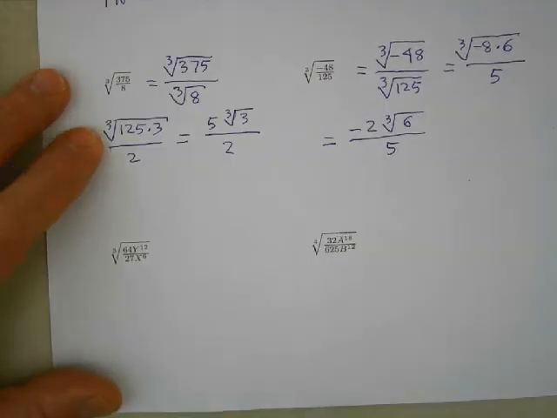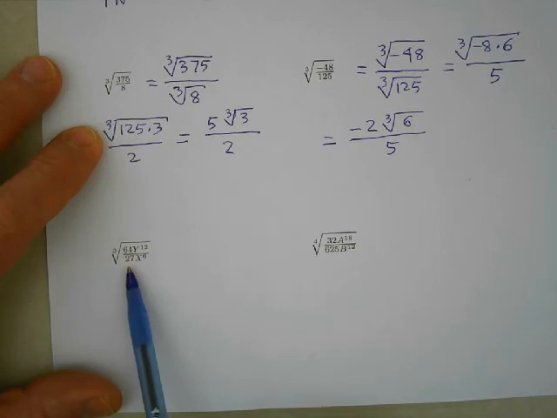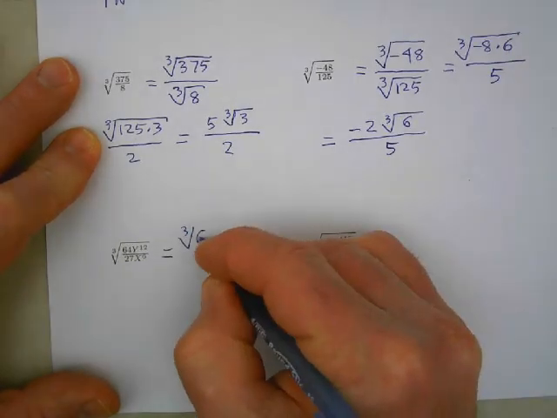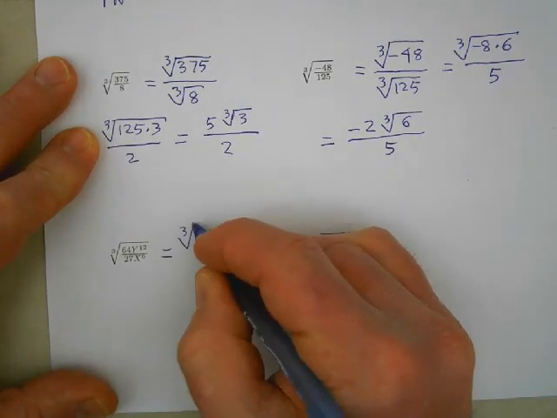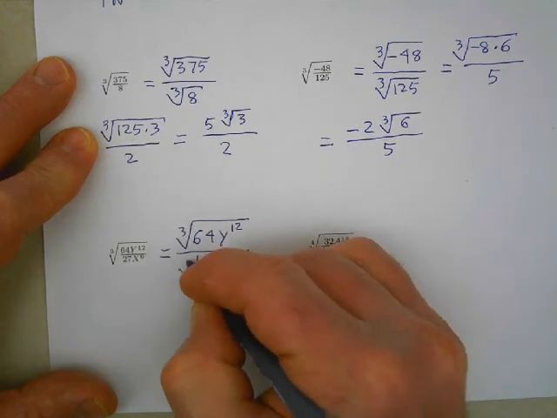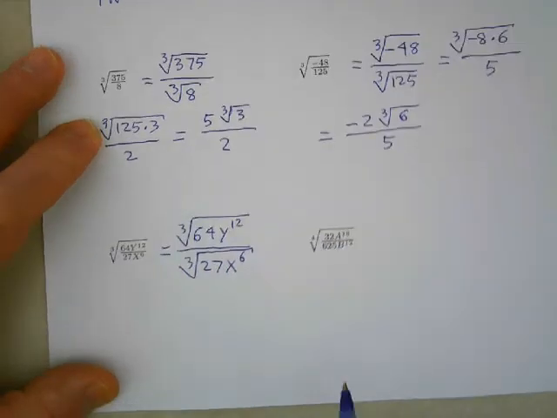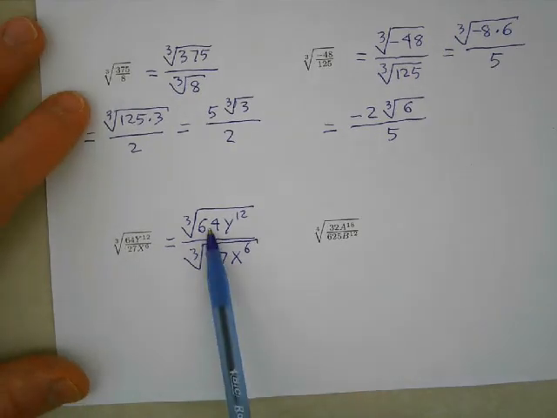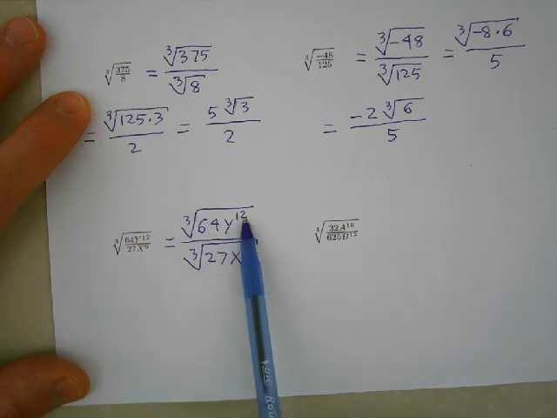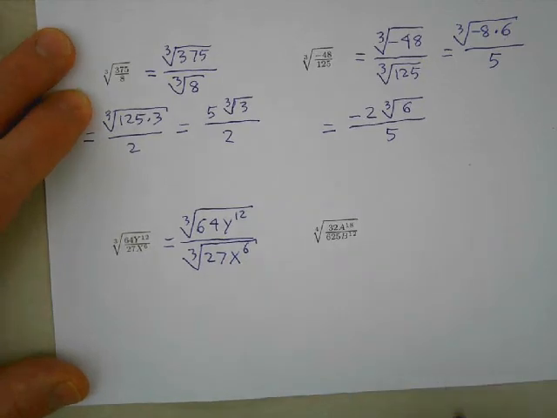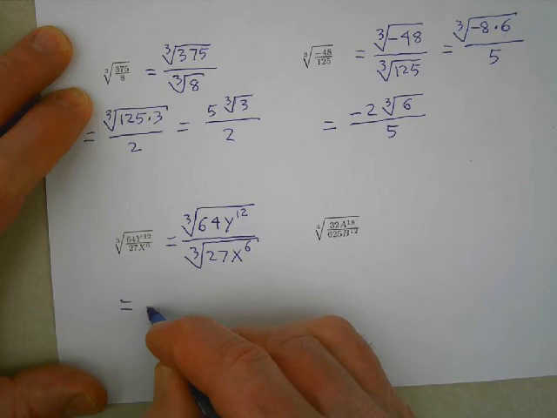Okay, the next problem, the cube root of 64y to the 12th divided by 27x to the 6th. So this is the cube root of 64y to the 12th divided by the cube root of 27x to the 6th. Now this one's going to turn out to be pretty nice because 64 is a perfect cube. 4 to the 3rd is 64. Y to the 12th is a perfect cube because 12 is a multiple of 3. And also in the denominator, 27 is a perfect cube, and x to the 6th is a perfect cube. So we can just write down the simplified end result.